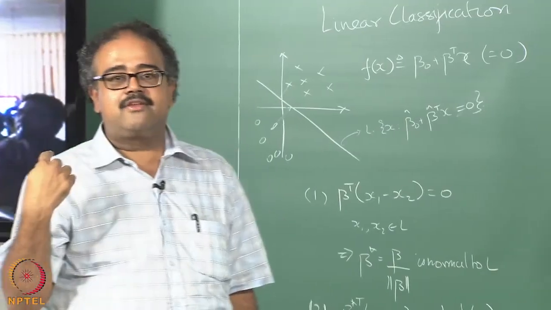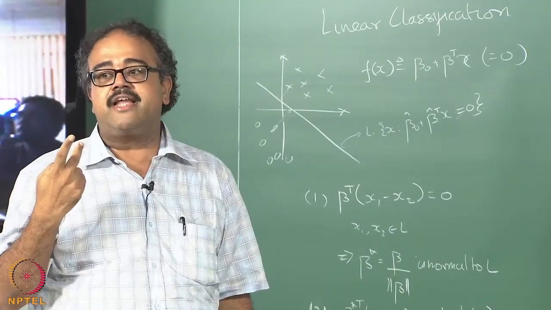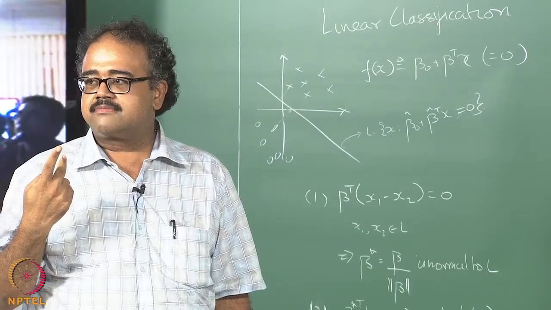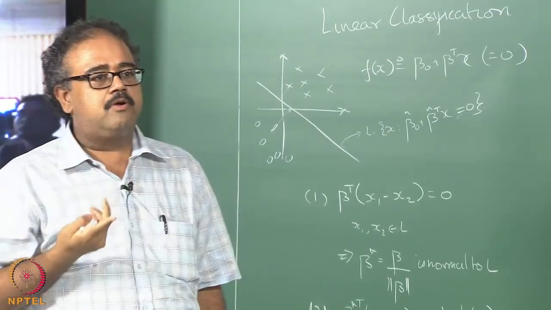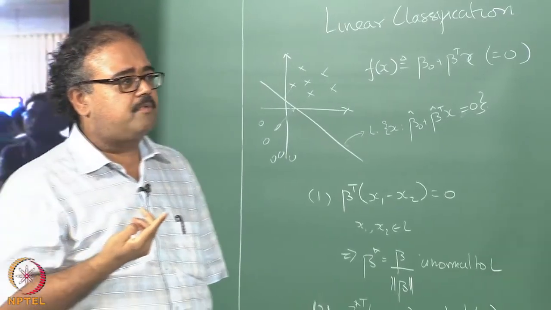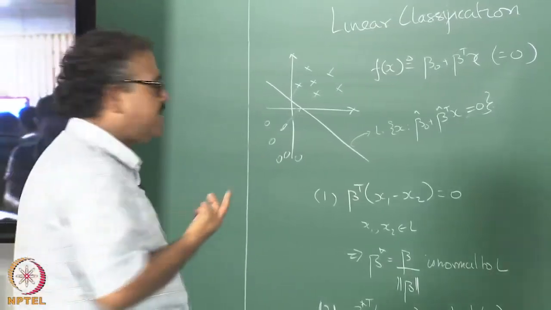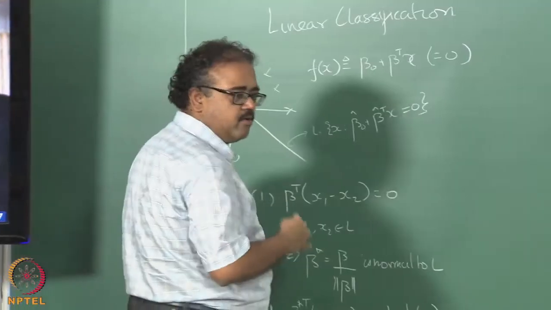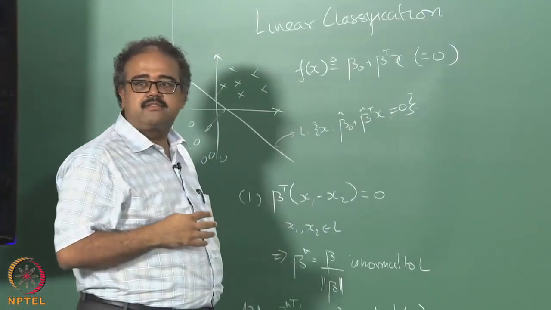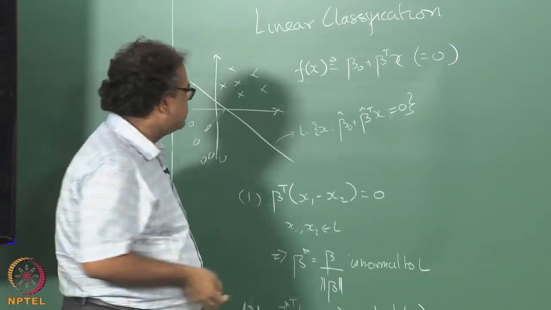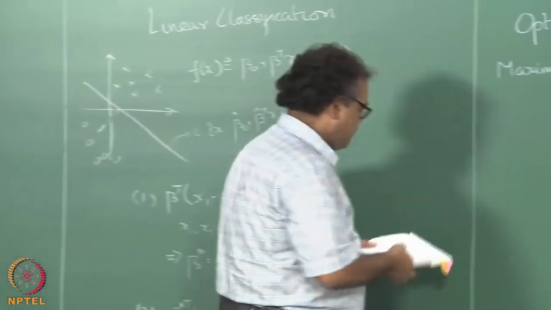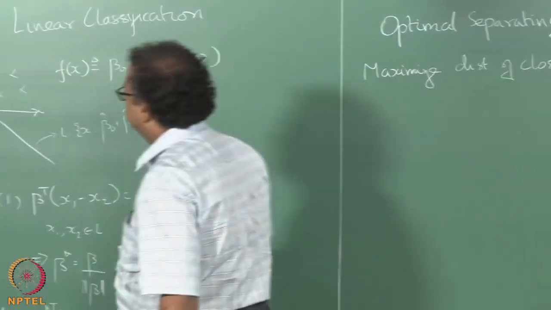Until the closest point from both sides is at the same distance. So on both classes, the closest point should be at the same distance from the hyperplane, and I have to choose an appropriate orientation for the hyperplane so that this distance is maximized. That's essentially what we are going to try and do.